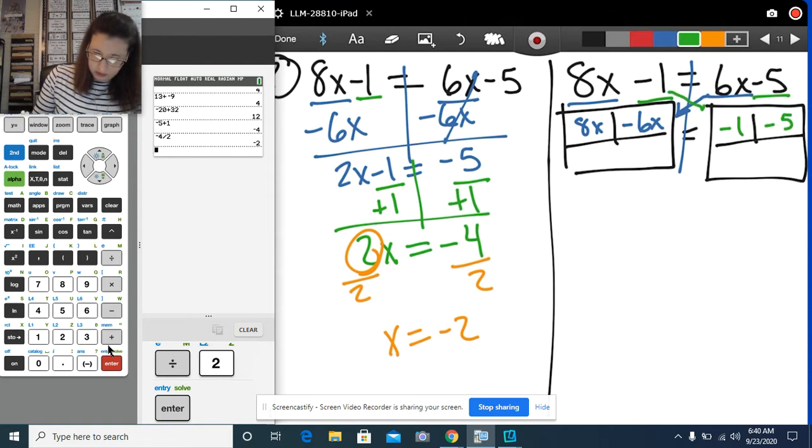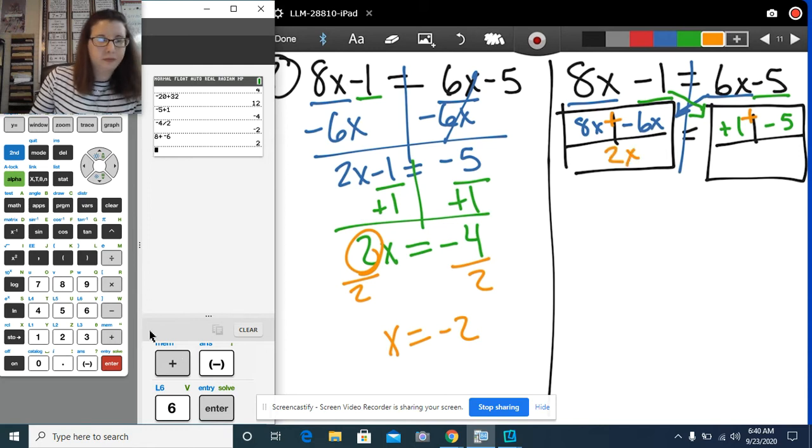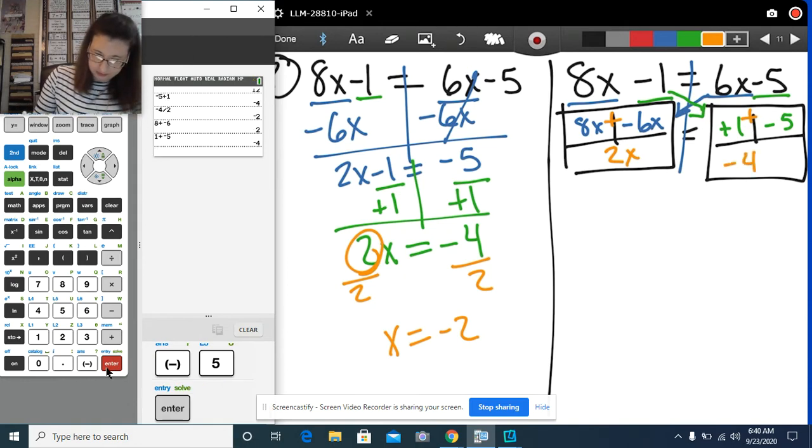My negative 1 crossed over the equal sign, so it became a positive 1. Now I'm going to add these two top boxes. I have 8 plus a negative 6. That gives me 2. So I have 2x on this side. And 1 plus a negative 5 gives me negative 4 on this side.